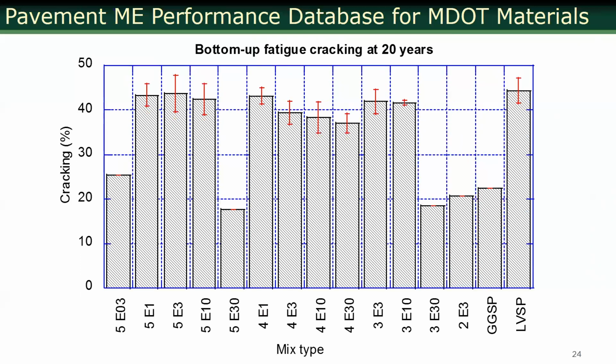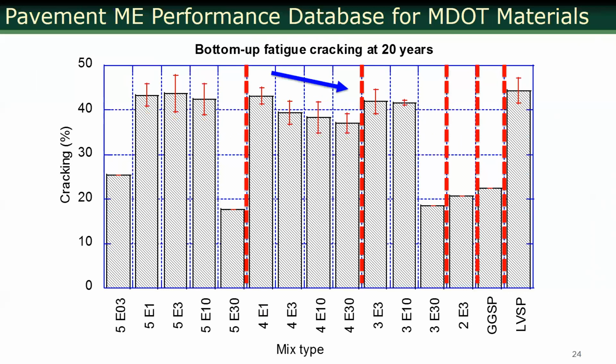compaction level. This is the cracking, similar results, cracking decreasing with higher level of traffic, and cracking decreasing again here. Not much difference between these three, but significantly lower cracking for 5E30. So we've seen similar results here.